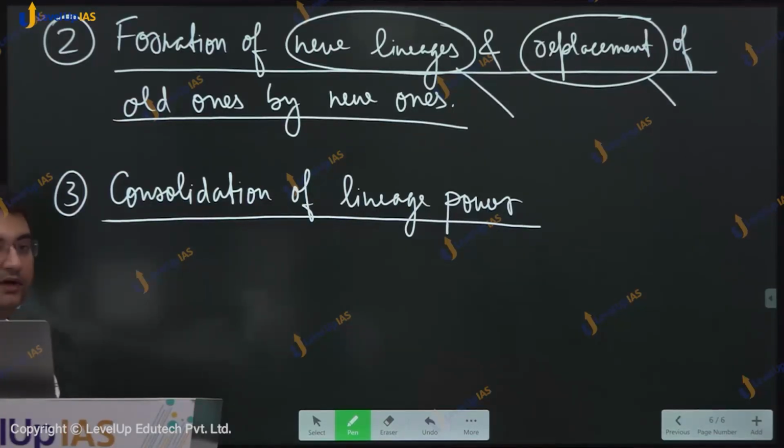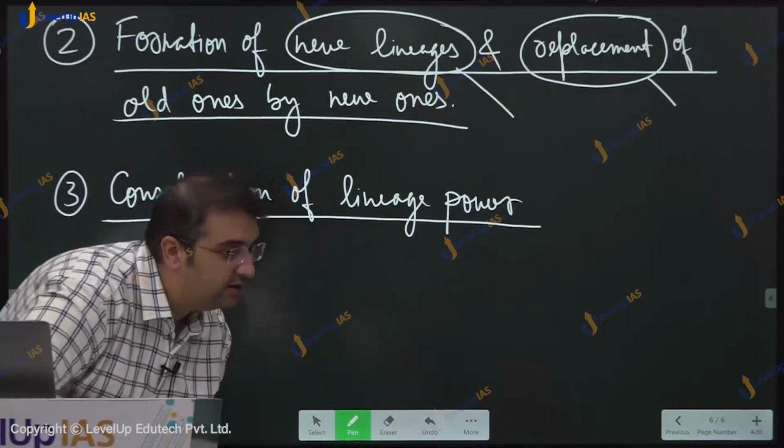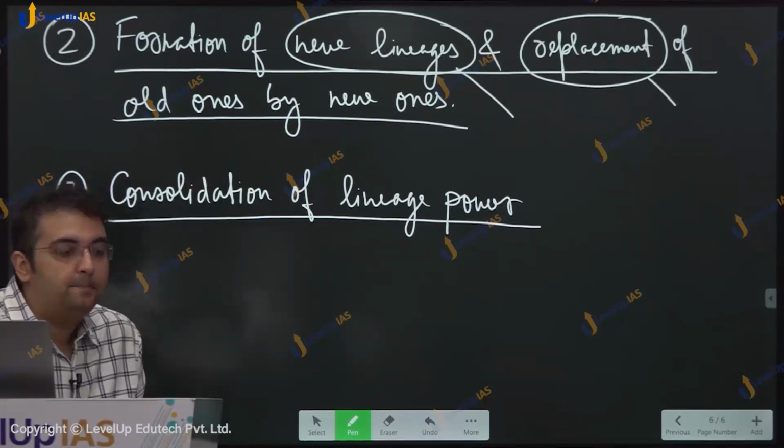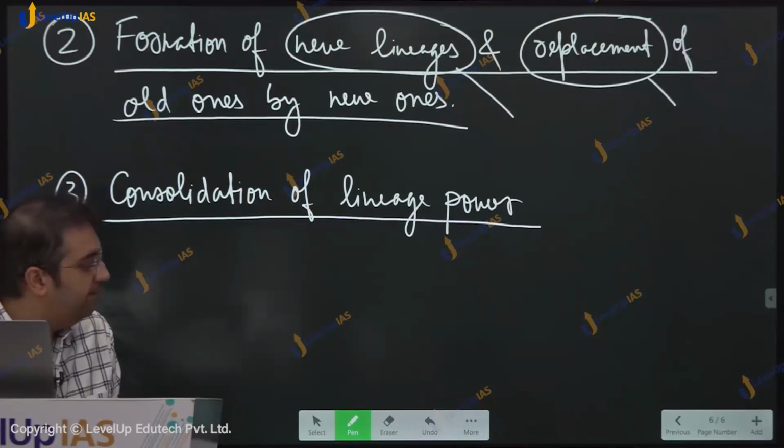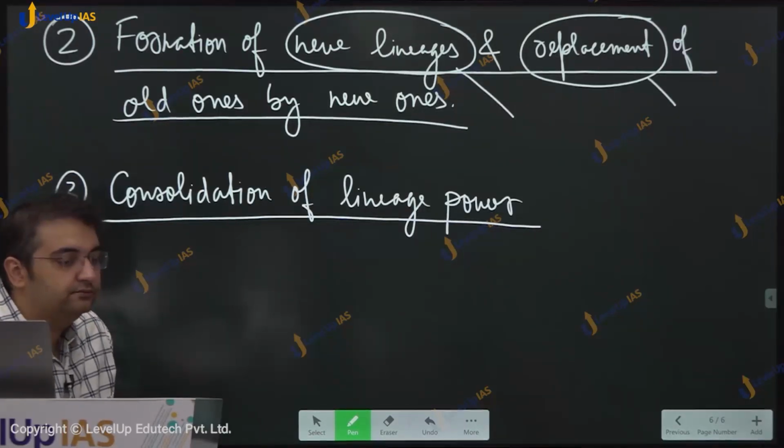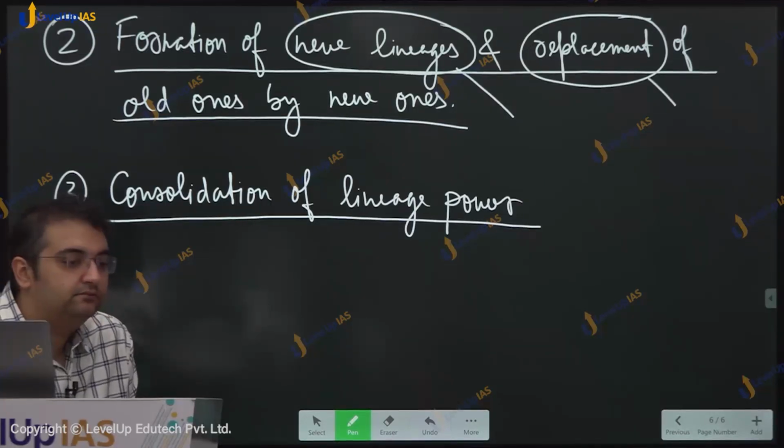How did this happen? How did the new rulers consolidate power in their own area? Distribution of land grants made to whom? Both Brahmins as well as other powerful members of their clan. Write down. Land grants emerged as a major medium, as an important medium of consolidating power. Full stop.